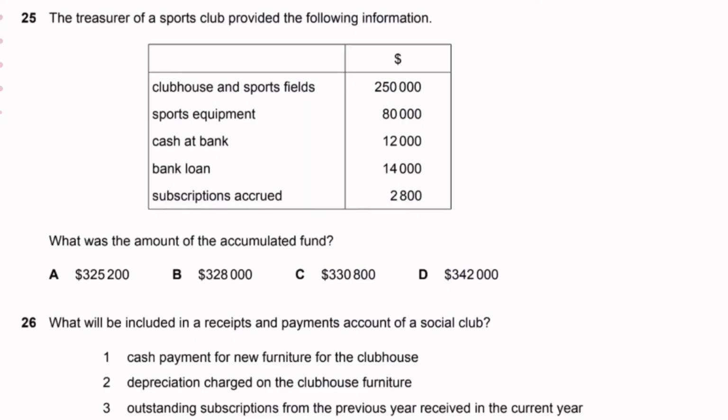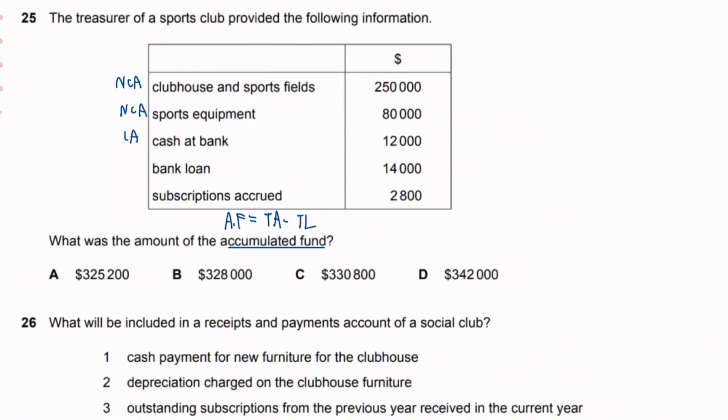Question 25. The treasurer of a sports club provided the following information. What was the amount of the accumulated fund? So this one is similar to the capital concept, but it's only applicable to clubs and societies. As we know, the formula is total assets minus total liabilities. So let's first identify. Clubhouse and sports fields are non-current assets. Sports equipment, non-current asset. Cash and bank, current asset.